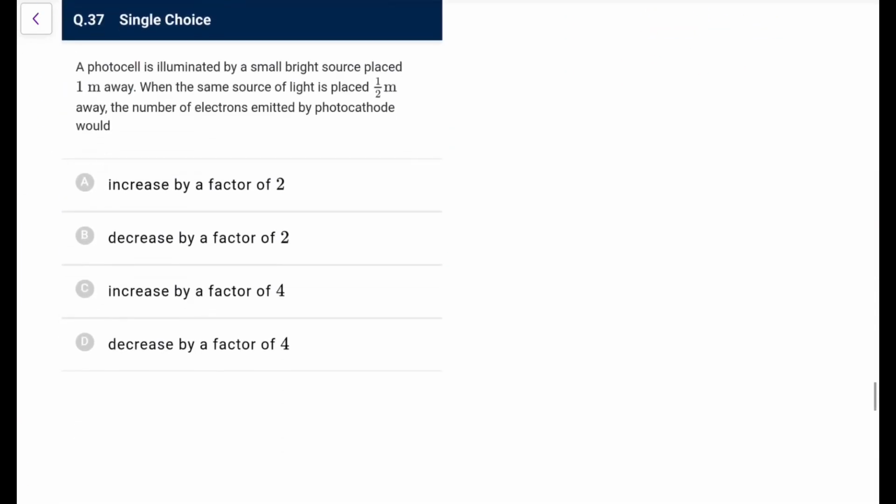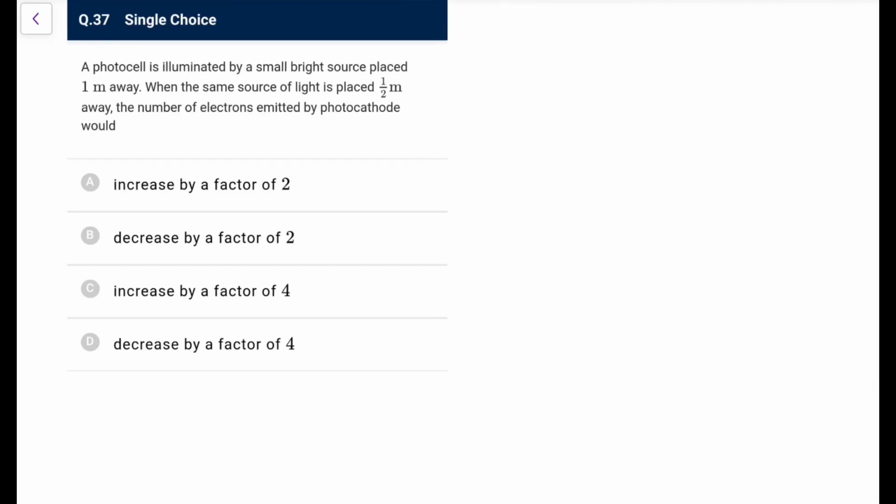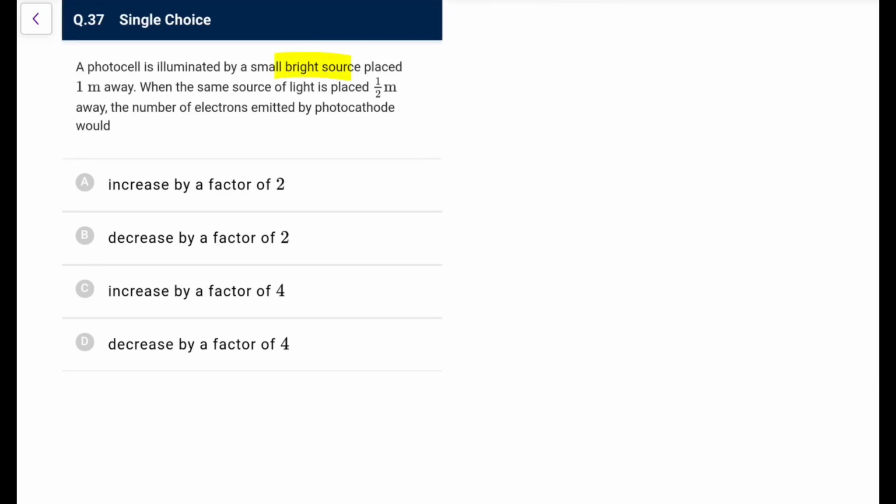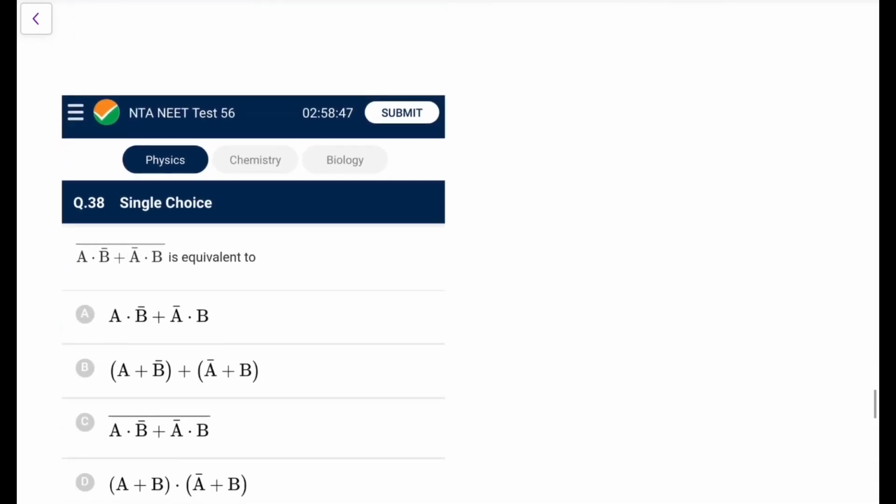This is D. A photocell is illuminated by a small bright source placed 1 meter away. When the same source is placed half meter away, this is the same question we probably did in JEE Mains or something. Because it is placed at half the distance, the intensity is 4 times, so the photocurrent will increase by a factor of 4, because more photons strike, so more electrons are expected to be taken out.